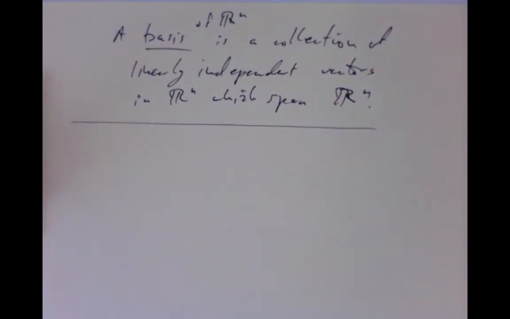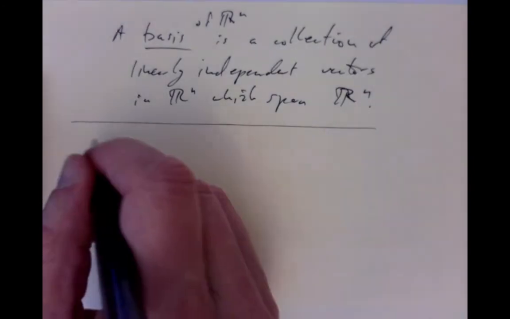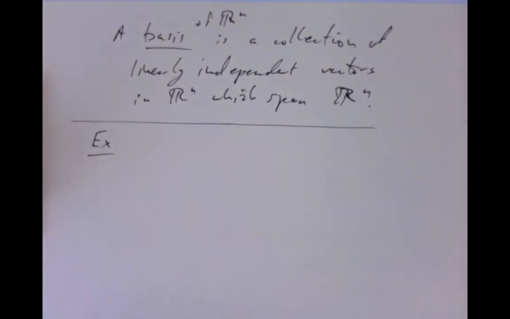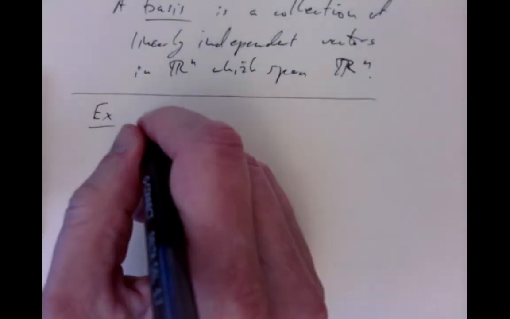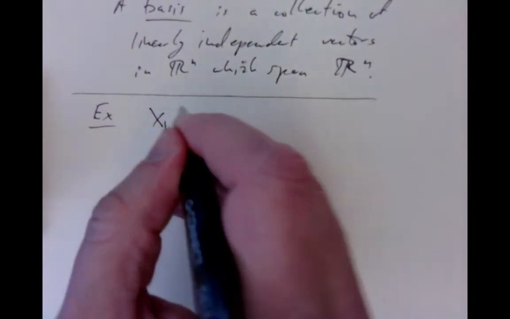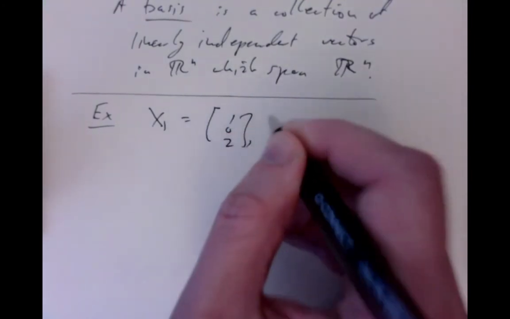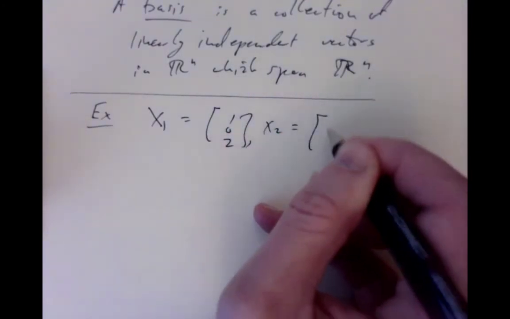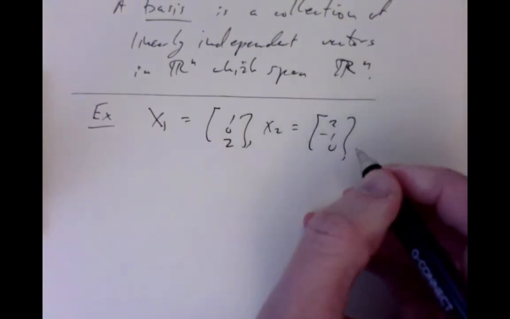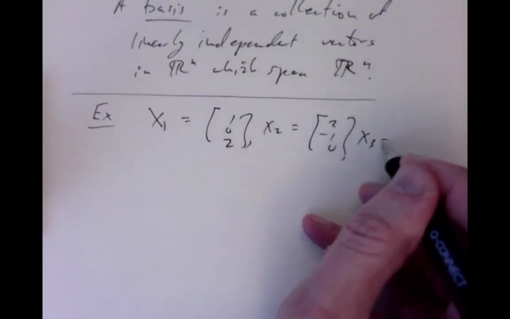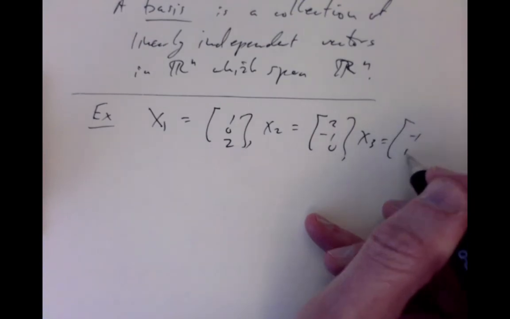Let's see if we can find more examples of what this looks like. What does linear dependence look like? What does spanning look like? What does all that sort of stuff look like? Let's suppose we take some vectors. So take x1 to be 1, 0, 2, x2 to be 2, minus 1, 0, and x3 to be minus 1, 1, 2.